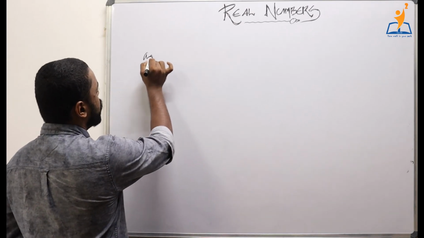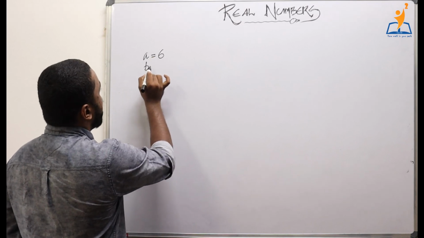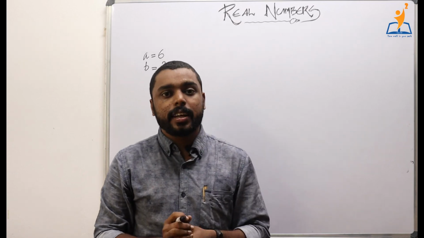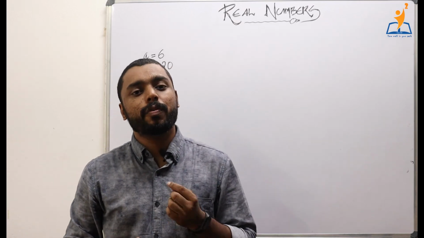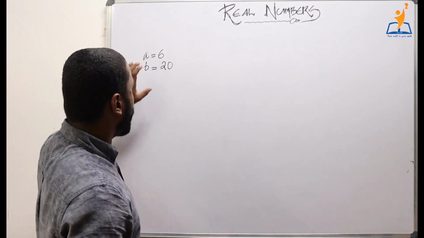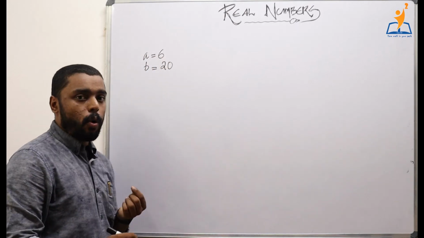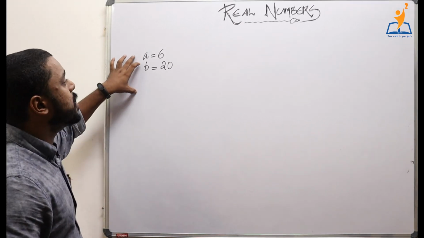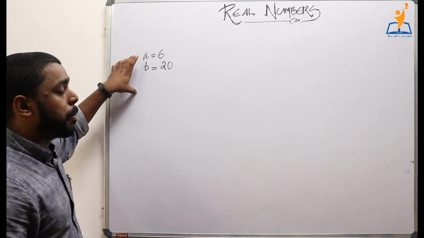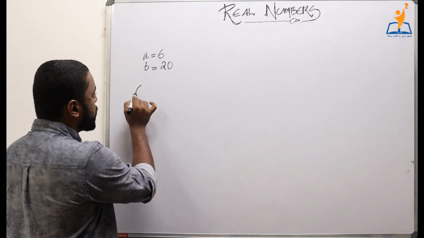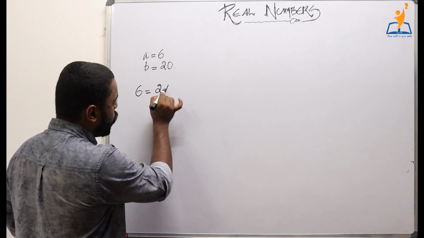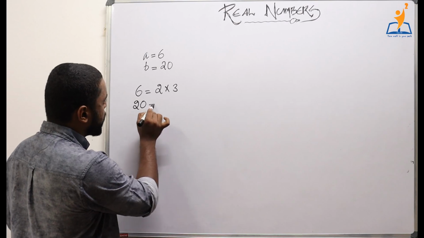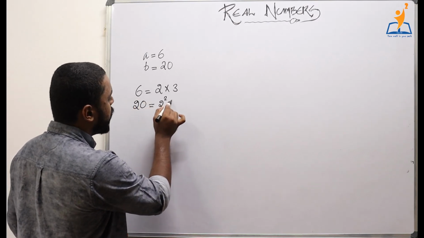We shall check how we can use the prime number factorization method. Suppose that we are given two numbers, a is equal to 6 and b is equal to 20, and we are asked to find the HCF and LCM of these two numbers. In order to find the HCF and LCM of these two numbers, it is necessary to represent each number in the prime number factorization method. That is, 6 can be represented as 2 into 3, since 2 and 3 are prime numbers, and 20 can be expressed as 2 square into 5.